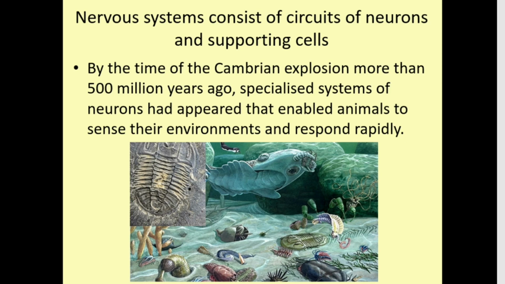Well, we start to see these specialized systems of neurons within the Cambrian explosion. And it appears that they enabled the animals to sense the environment around them and respond really quickly to the environment. And it's believed now that this led to a kind of arms race. So you have an arms race between predator and prey and host and parasite, because now you've got animals that are able to sense the environment, they're able to respond rapidly to it, and that means that other animals need to evolve accordingly.